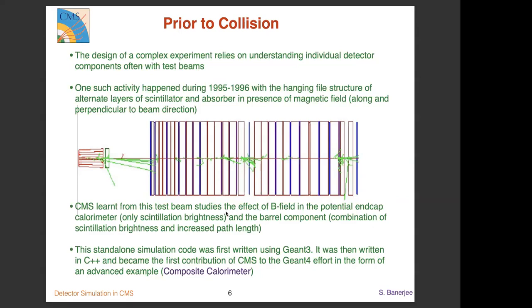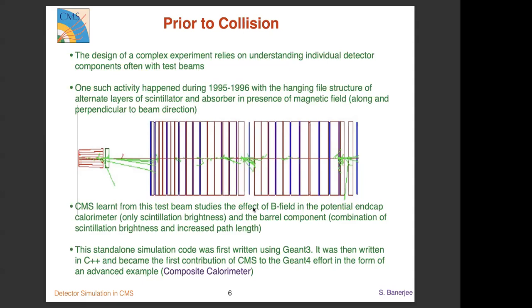CMS learned from this test beam the effect of the magnetic field in the potential endcap calorimeter, where the direction of the magnetic field is perpendicular to the direction of the tiles, or in the barrel component, where the scintillators are more or less aligned with the magnetic field direction. So in one case we have only the scintillation brightness, and in the other case we have not just scintillation brightness, but also increased path lengths because of the effect of the magnetic field for the low energy electrons which are produced.